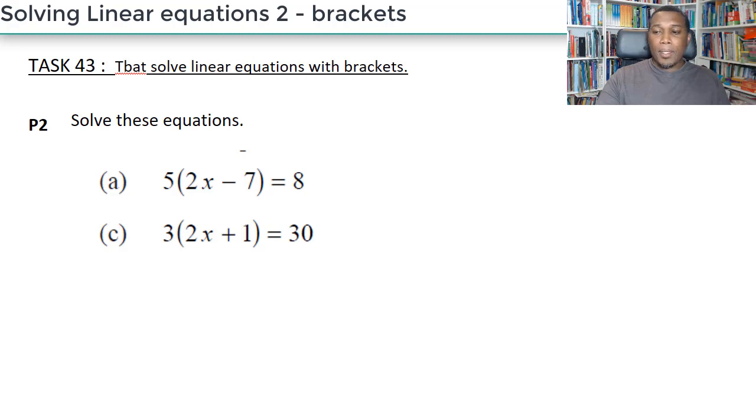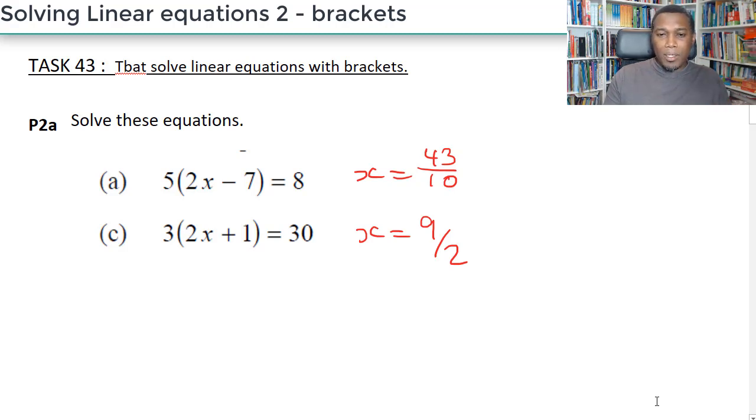Yep. Here are your answers. You did the pause. I'm going to give the answers now. Here are your answers: 43 on 10, 9 on 2. And in this case, for C, you can do the division, because you can see 3 goes into 30. So I know for C, I'll have 2x plus 1 is equal to 30 divided by 3, which is equal to 10. And then that's the equation you're solving.